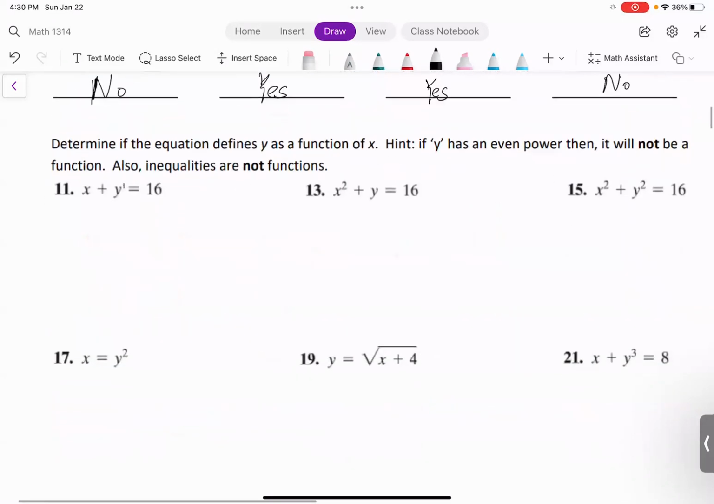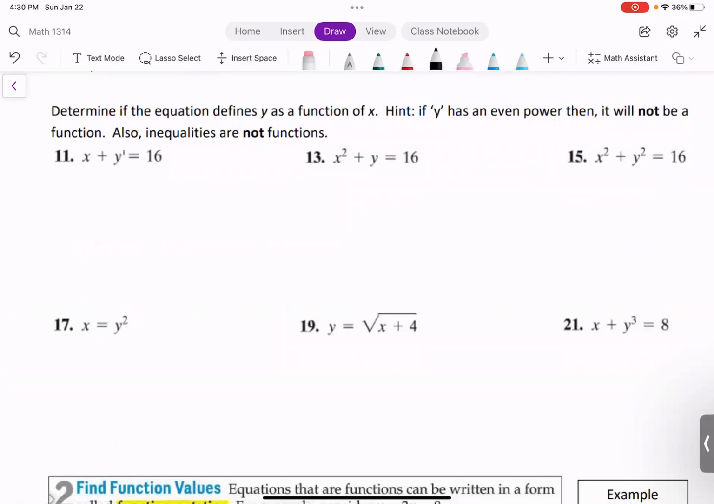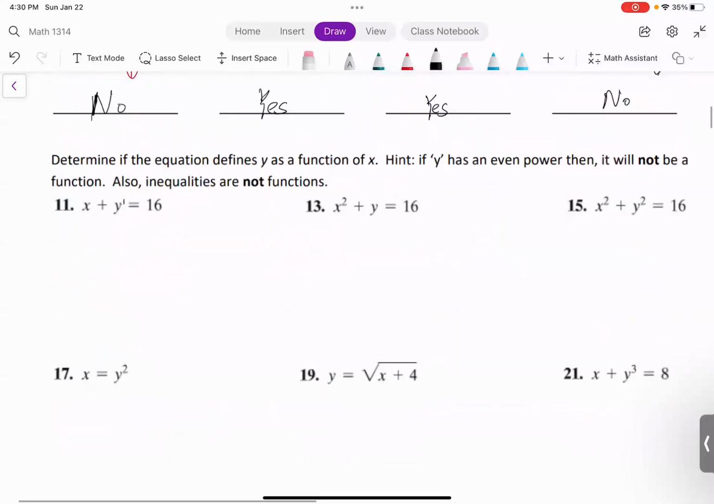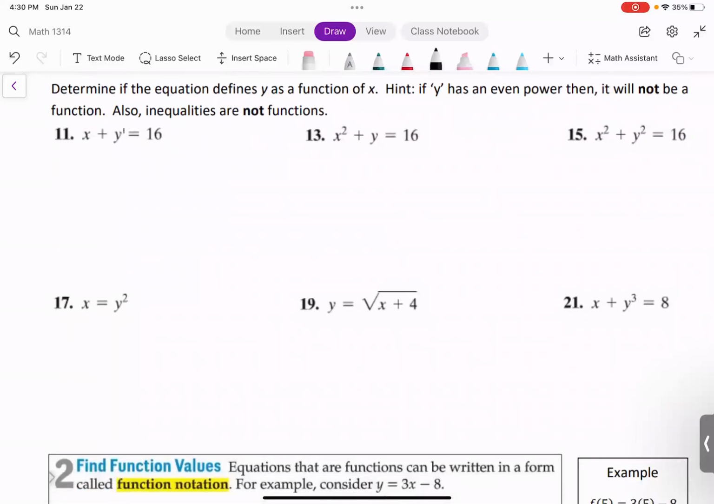Let's try another way to determine whether an equation is a function or not. In the previous method, if I have the graph, I can use the vertical line test. But if I give you an equation and I don't provide the graph, how do you decide whether that equation is a function or not? So here is a hint. If y has an even power, then it will not be a function. Just try to see whether the power of y is even or odd. If it's even, it's not a function.